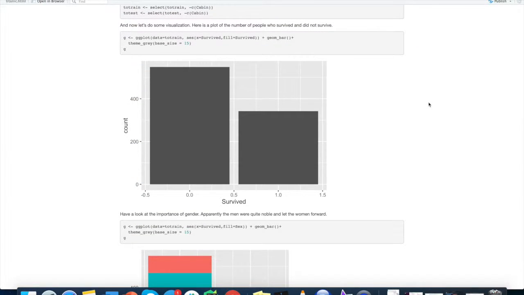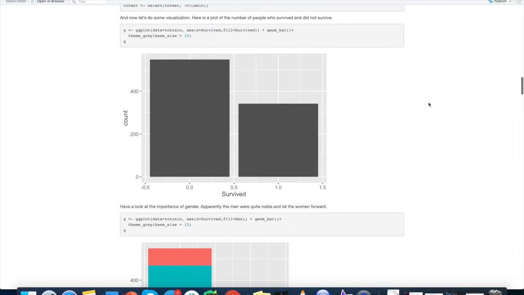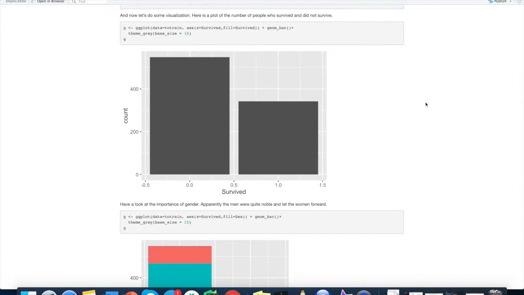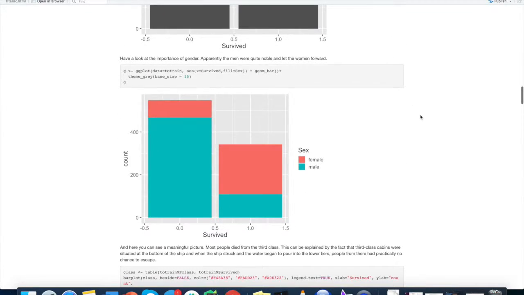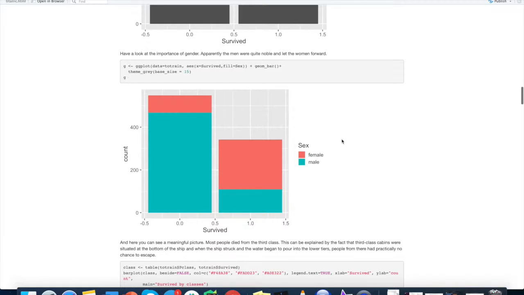Now, let's do some visualization for better understanding of the data. The first plot shows us how many people from the training dataset survived and did not. The second one is more interesting. It shows us who survived and did not survive according to sex. As you can see, more women survived than men. I think that men were noble enough to let women go ahead, and they could be saved first.